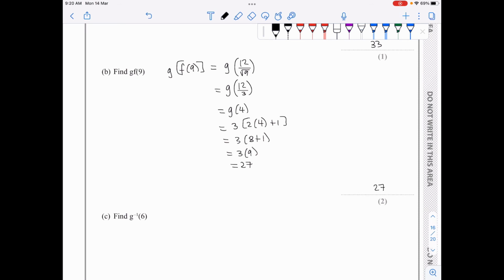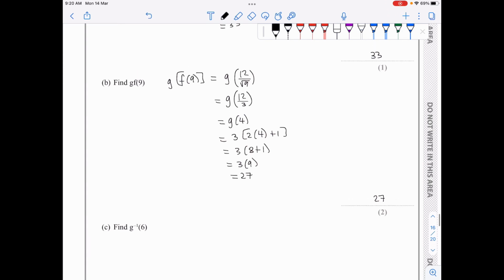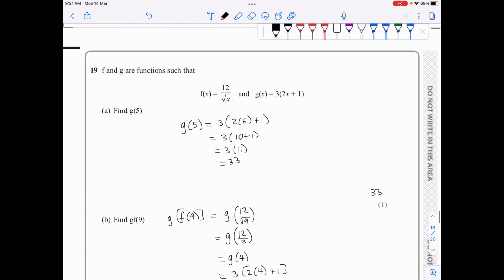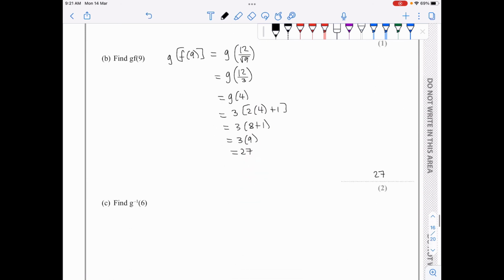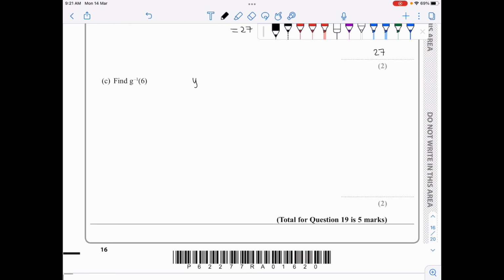And in part c, we need to find g inverse. One way will be to start by finding g inverse of x and then substitute 6. So I start by saying y is 3 brackets 2x plus 1. I interchange x and y, which means that wherever I see a y, I put an x. Wherever I see an x, I put a y. And I will try making y the subject.